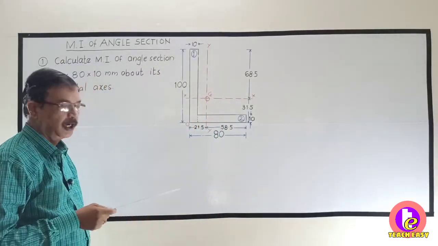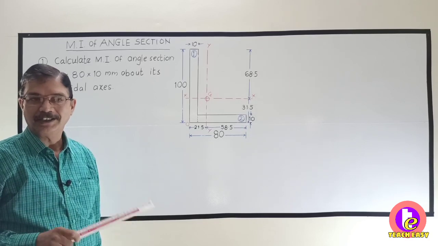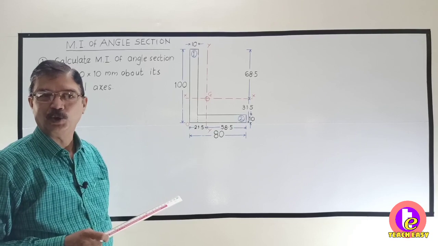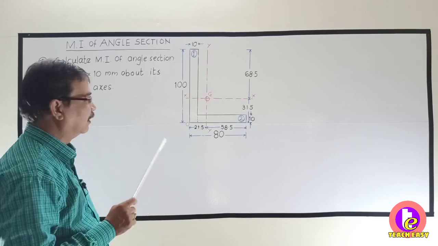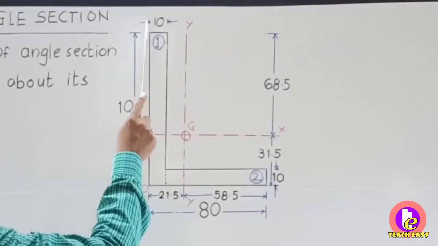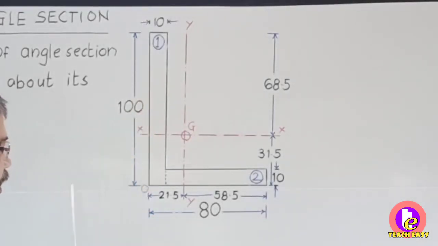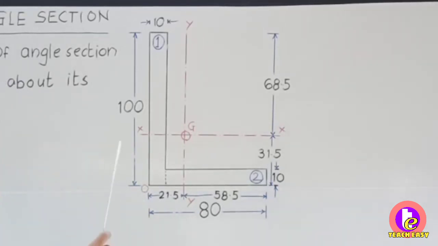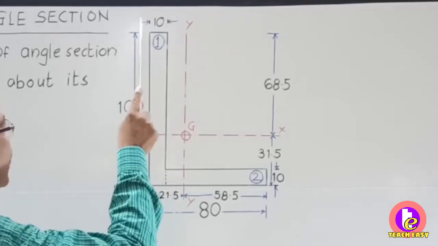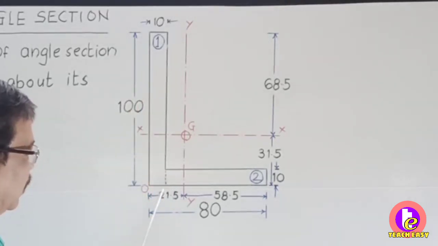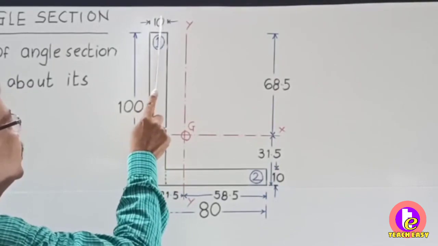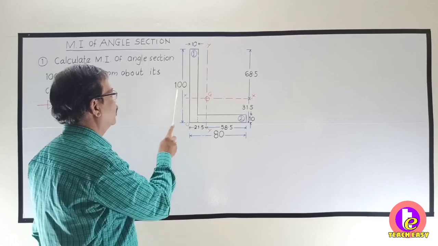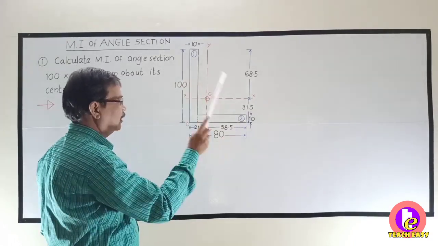Now, let us first draw the figure. What is angle section? Angle section is L section because it looks like L. So this is 100, this is known as longer leg, this is 80, this is shorter leg. Always keep in mind, generally longer leg is kept vertical, so this is 100 mm, this is 80 mm and the thickness throughout is 10 mm. So this is known as angle section, 100 mm by 80 mm by 10 mm.